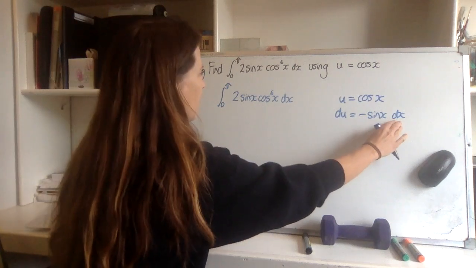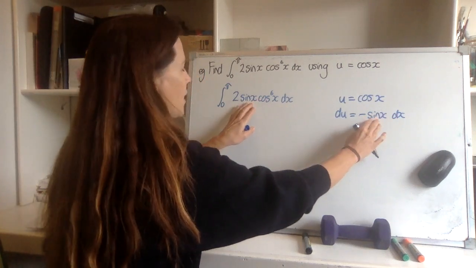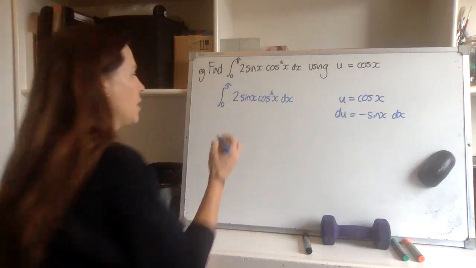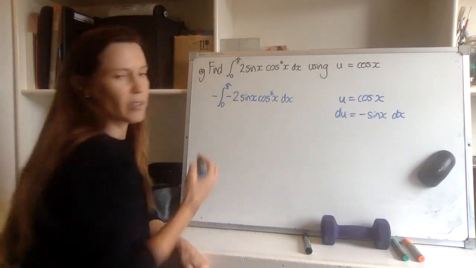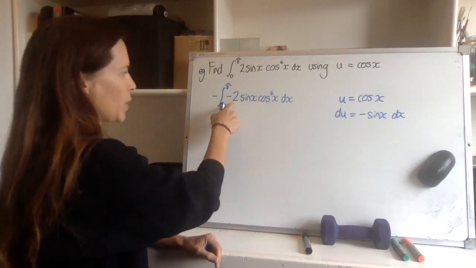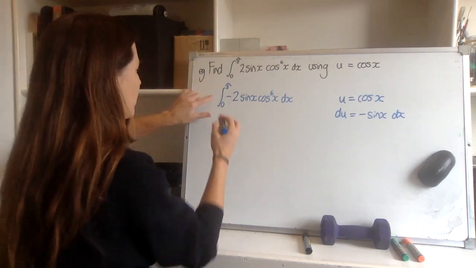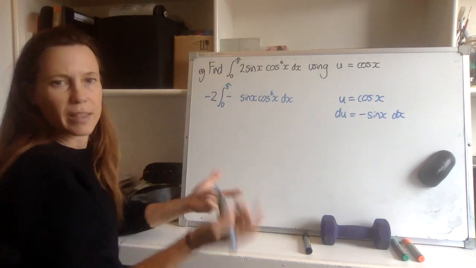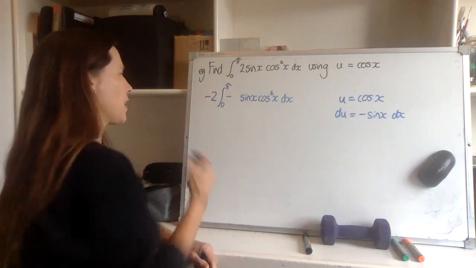This takes care of the dx part and the sine x part, and it will take care of a negative if I have one. Now I don't have one, but we can put one in and put a fixed factor of a negative out the front. The other thing we can do to make our lives easier is bring this 2 out the front instead of having it in here. That way it's not in the integral and we don't have to account for it, it's out of the way.